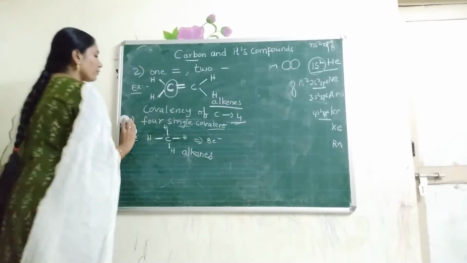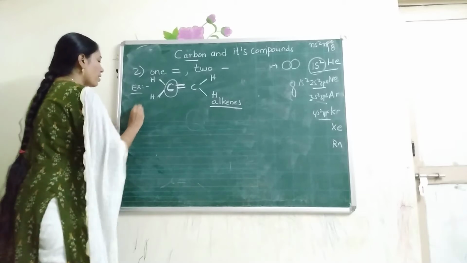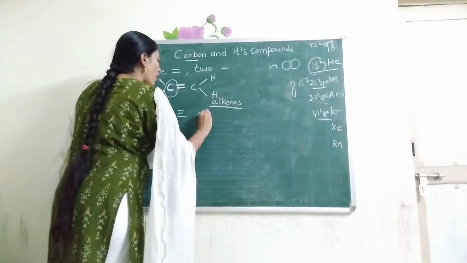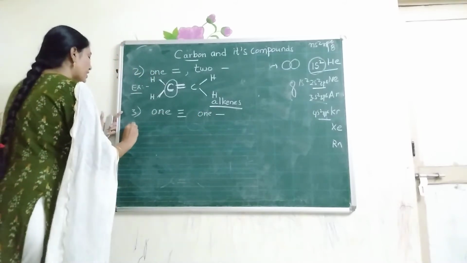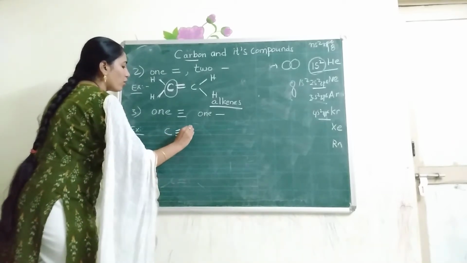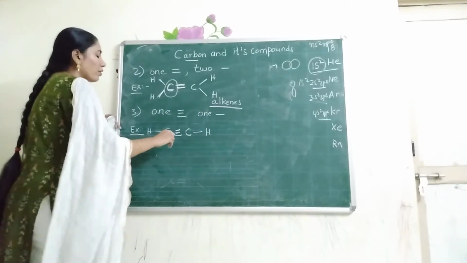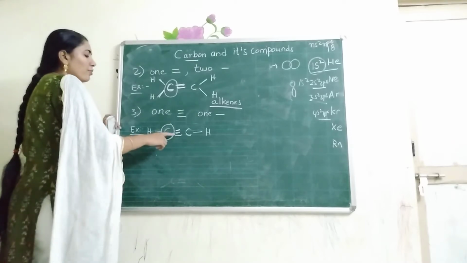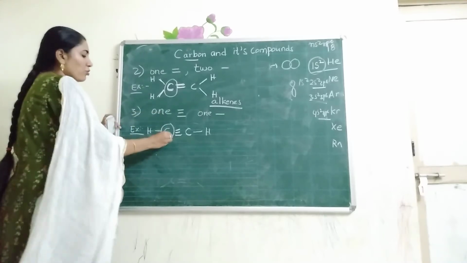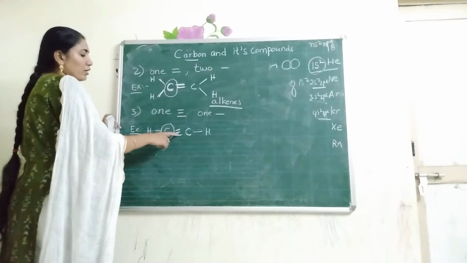Next, what is the other possibility? The other possibility is the carbon can form 1 triple bond and 1 single bond. I will explain this also with an example. For example, carbon triple bond carbon, here 1 hydrogen, here 1 hydrogen. Consider this carbon. How many bonds are there? 1, 2, 3, 4 bonds. This carbon satisfies the covalency 4.